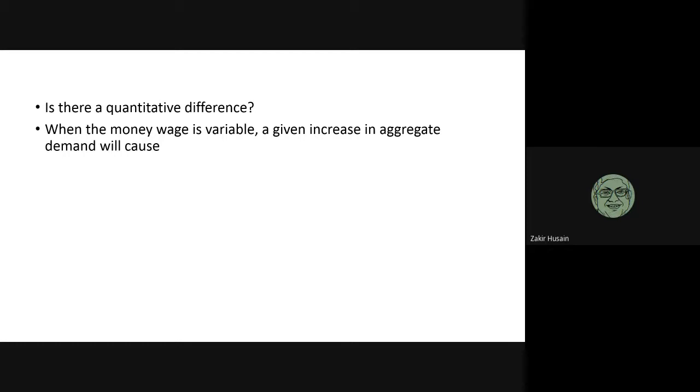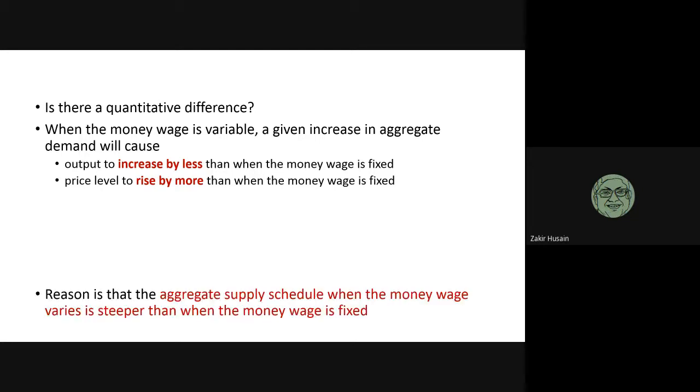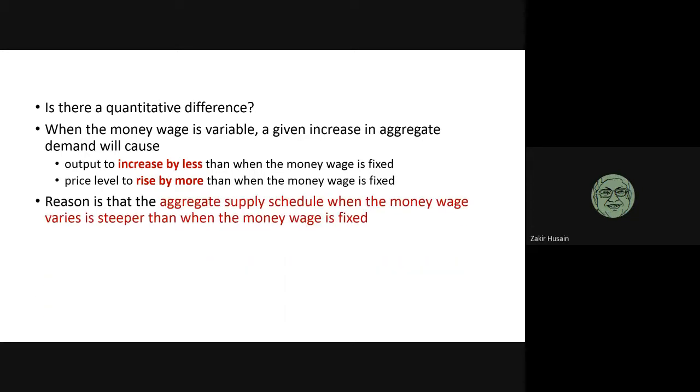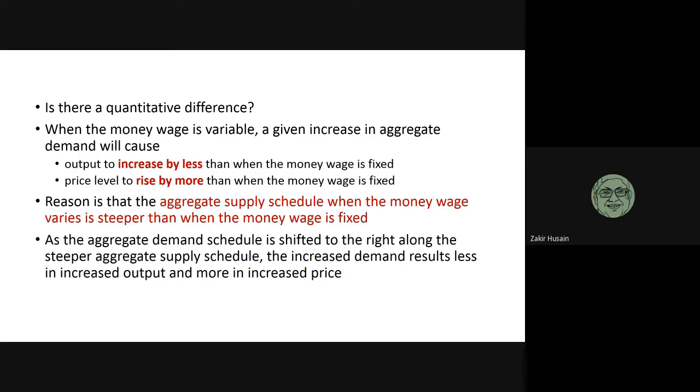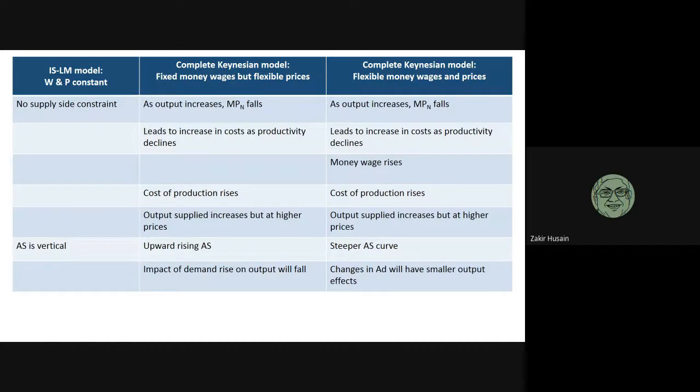When the money wage is a variable, a given increase in aggregate demand will cause output to increase by less than the earlier model. Price level will rise by more than when the money wage is fixed. Okay, the reason is in the steepness of the curves. So you can see over here, I will come to this later on. Just look at this. I want to end today's class.